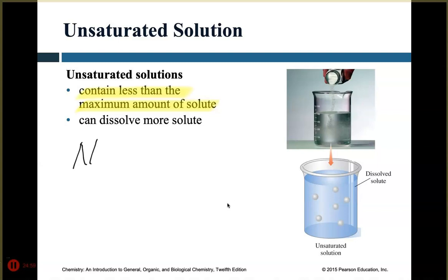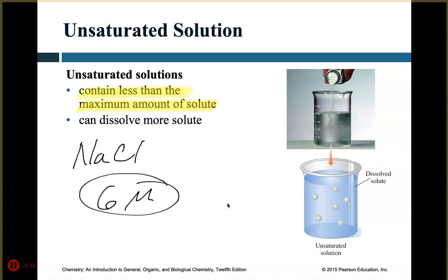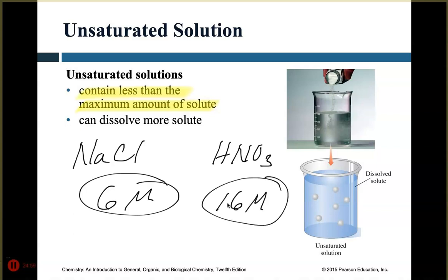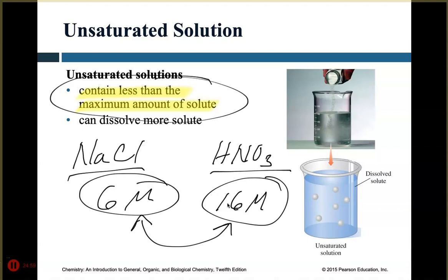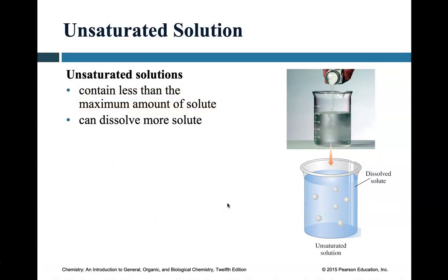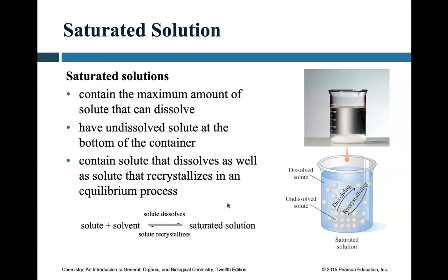So for example, sodium chloride has a maximum solubility of around 6 molar. We'll define what that means later, but it's a moderate amount of sodium chloride. If we had something like nitric acid, its maximum solubility is closer to 16 molar. So it will depend on the type of compound dissolved. Both of those are dissolved in water. So both of those, these are going to be their maximum concentrations. Working concentrations less than this will contain less than the maximum amount of solute. So those are unsaturated solutions, basically a typical solution you would use.